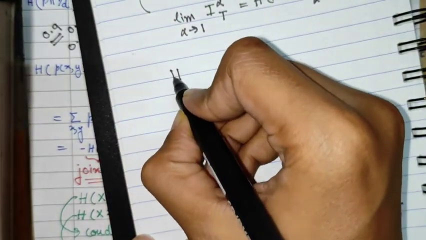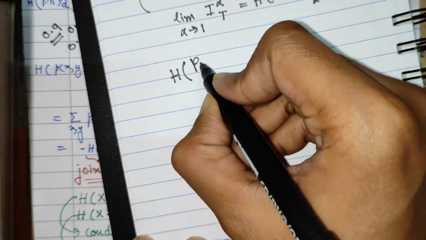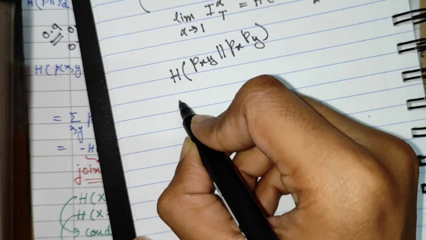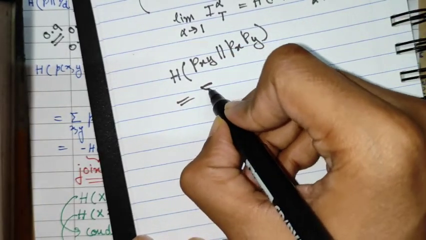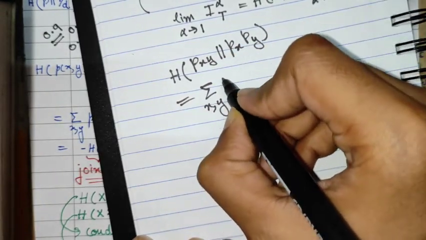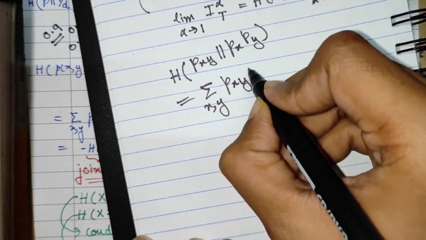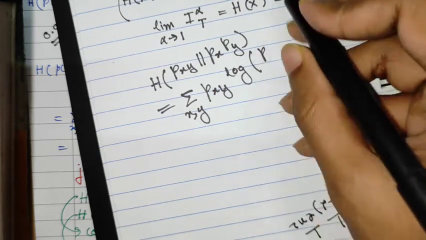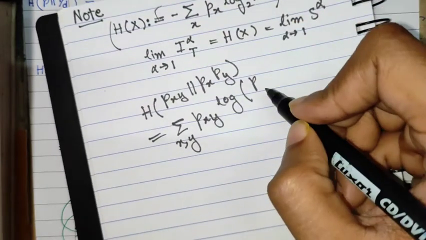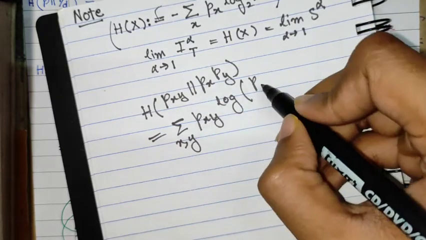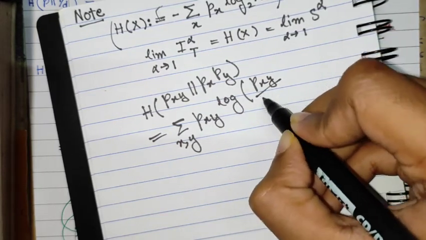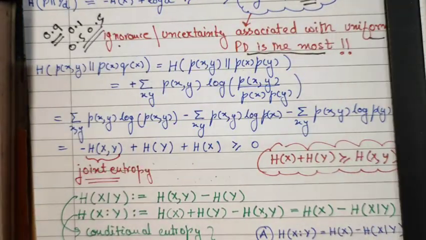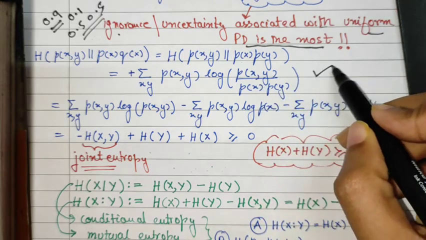So we can actually write it like this. H of p(x,y) relative to p(x)p(y) is equal to the summation over x, y of p(x,y) log of p(x,y) over p(x)p(y). We can use that formula. So this is exactly what I have written in this line.